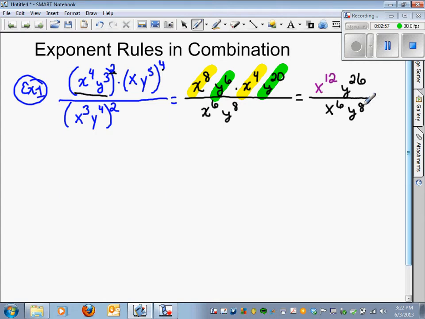Now we look at the division part. X to the 12th, y to the 26th divided by x to the 6th, y to the 8th. Well, in the numerator we have 12 x's, and then in the denominator we have 6 x's. So if we think about 12 x's divided by 6 x's, and every pair of x's that can be divided out, it's going to leave us with 6 x's left. So x to the 6th, and then the y's, we have 26 y's divided by 8 y's. So if we take the 26 y's and divide out 8 of them, it leaves us with 18 y's. So y to the 18th. So the final answer here is x to the 6th, y to the 18th.